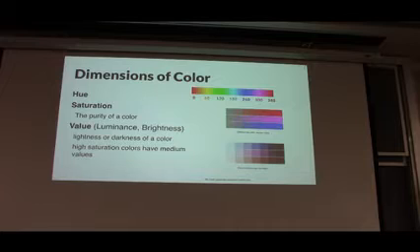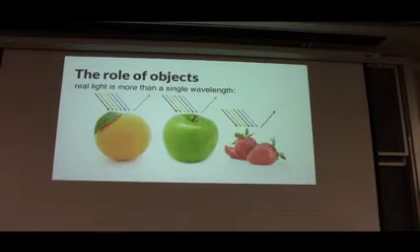The dimensions of color: when I say color, I usually mean color hue. Color hue is essentially the wavelength, or the combination of wavelengths. In contrast to that, we have saturation, which is the purity of a color, and value, which is also called luminance or brightness, which is the lightness or darkness of a color. High saturation colors usually have medium values. And we'll talk about how to use these three different channels to encode data at a later point.